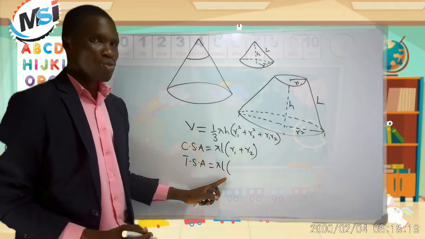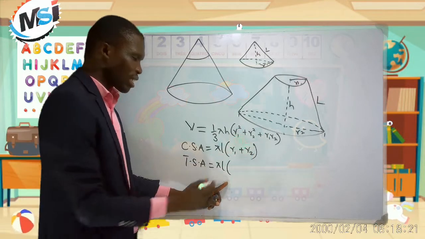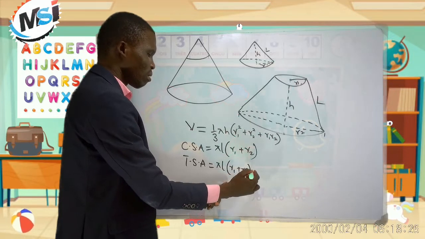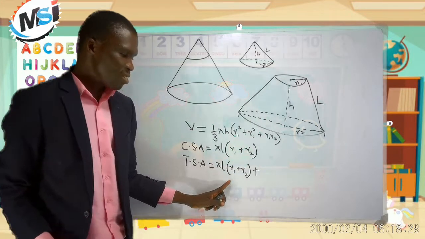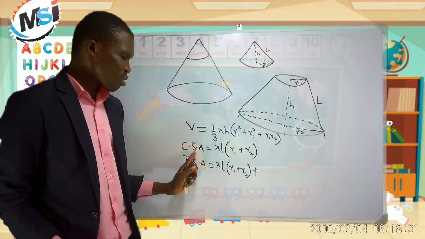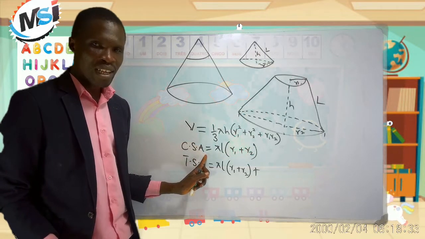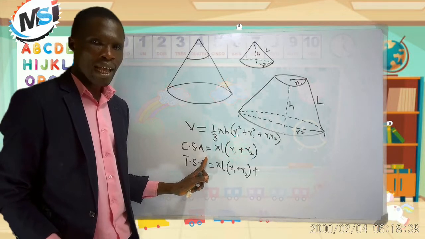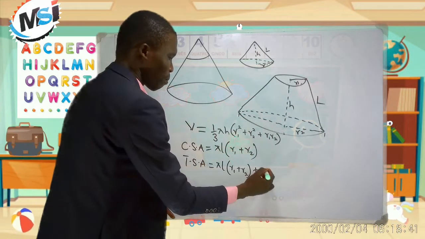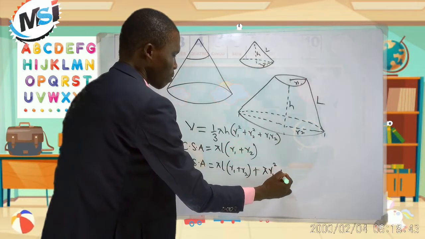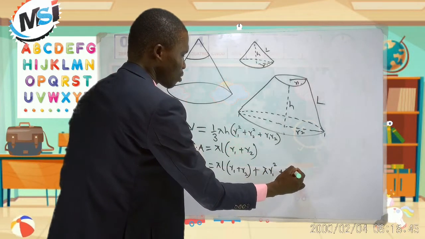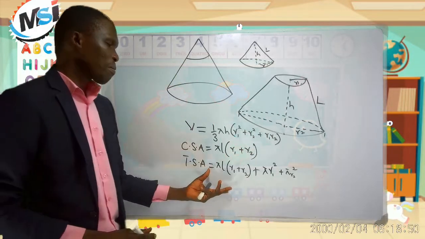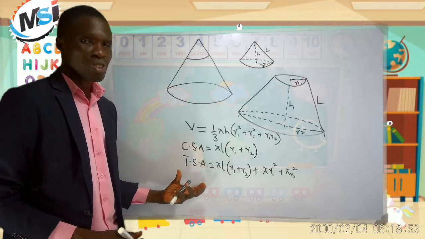Now, in order for you not to forget, just bring R1 plus R2 plus, that is telling you that total surface area equals curved surface area plus pi R1 square plus pi R2 square. So from here we can get our total surface area.